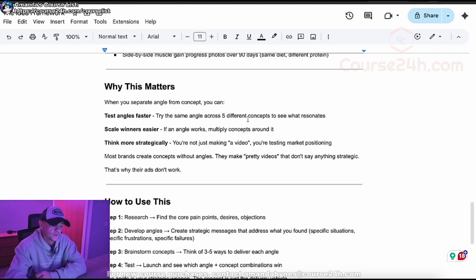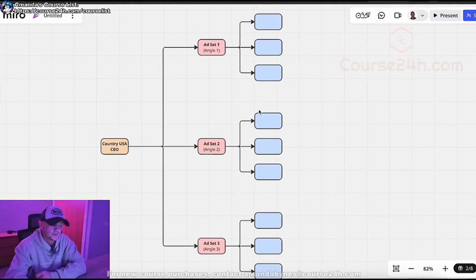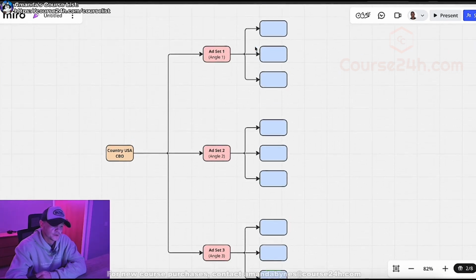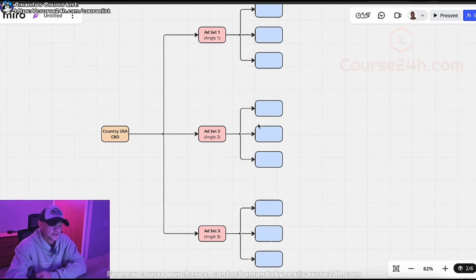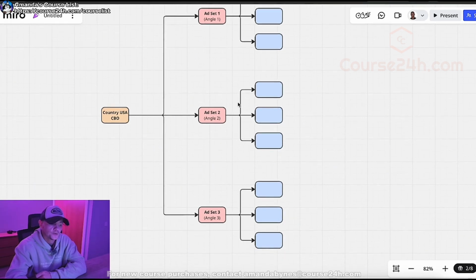So if an angle works, what we'd end up doing, so let's say we tested different angles. So we've got our peptide eye serum. We're targeting an older demographic with this one, and we're speaking about wrinkles on your eyes and how your partner doesn't find you attractive anymore. Then ad set 2 is a younger demographic, and the angle is about like, you look terrible in photos, right? And then this is a different angle. Then this one starts working. Then what we would do is multiply this onto another ad set with the same angle, and then we would test the concept within it, or we could test hooks within it.